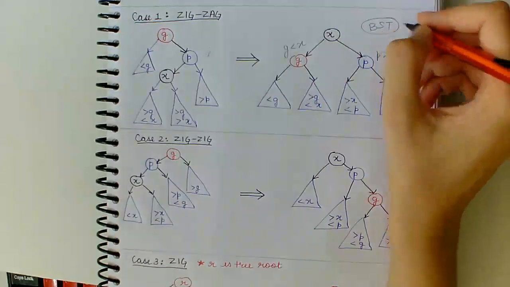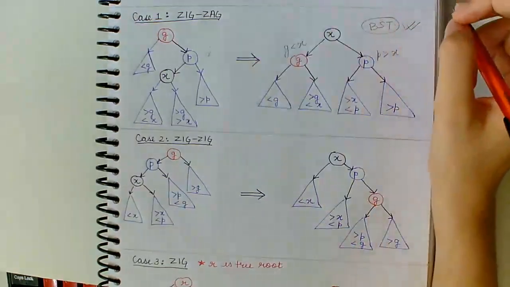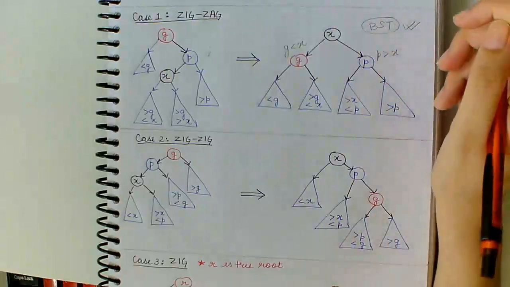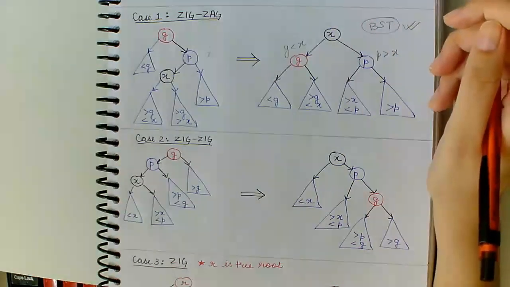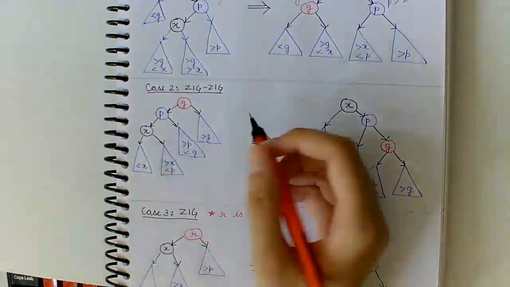Hence while solving problems, it is always easier to keep in mind that whatever rotations we are performing, it still ends up being a BST. So moving on to case 2, that is the zig-zig operation.